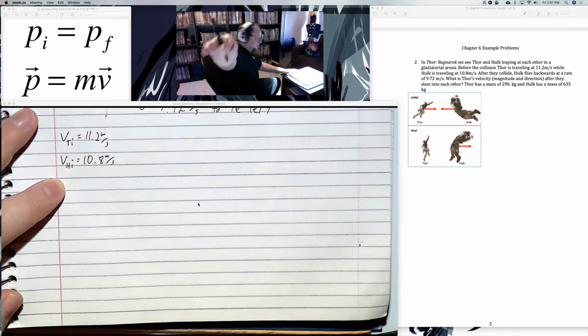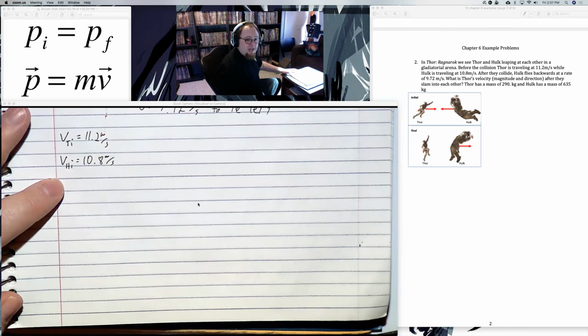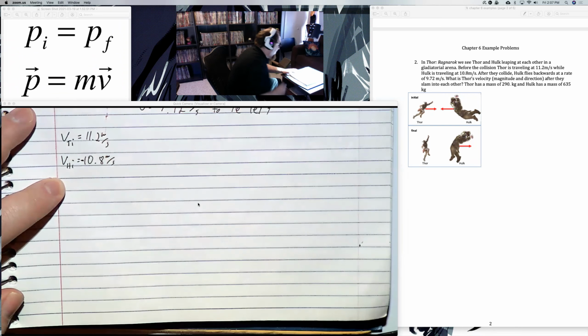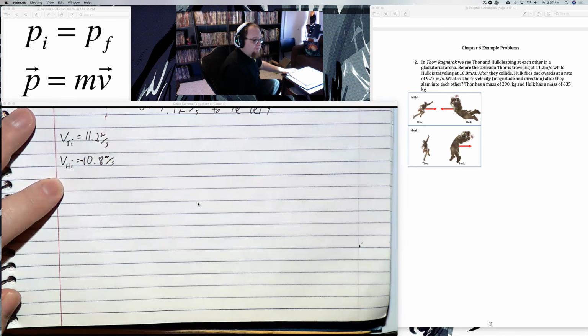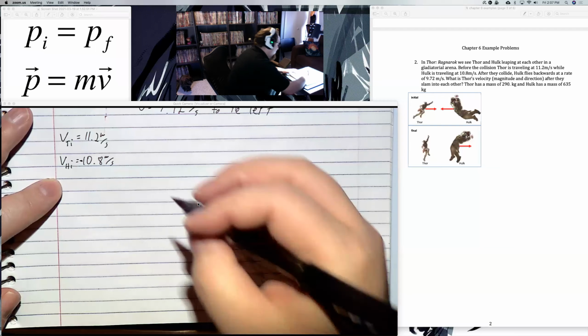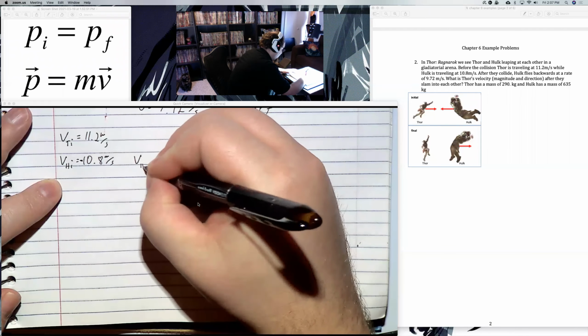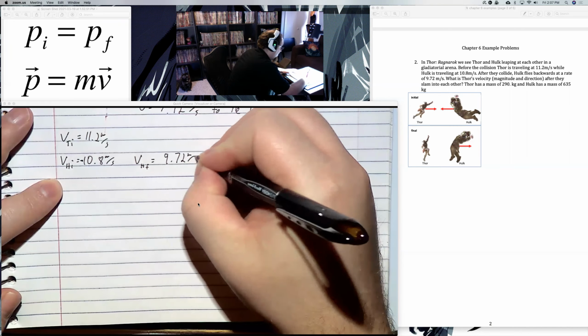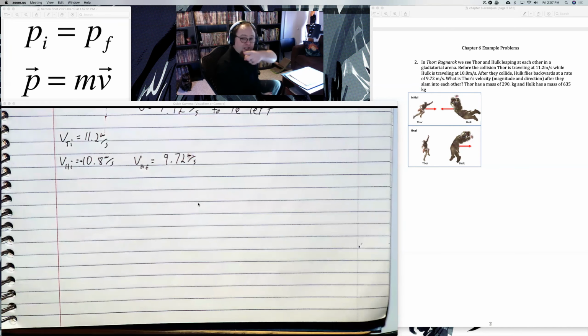But I'm looking at my picture. My picture shows Hulk going to the left. If he's going to the left, his velocity is not 10.8, it's negative 10.8. They say after they collide, Hulk flies backwards at a rate of 9.72 meters per second. So that's my Hulk final. Now here it is positive because that's to the right again. I'm just looking right at my picture.